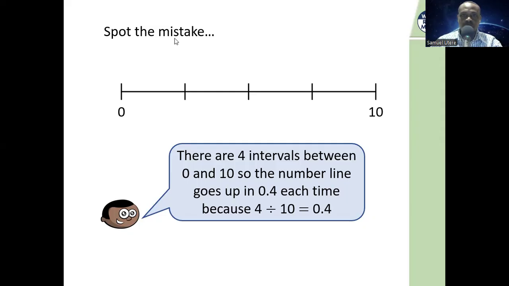Well, remember, this is a classic mistake that students would make. This should not be done. Once we know the difference, what he should have done should have been 10 divided by the number of intervals, which is 4. So it should be the other way around. Okay?